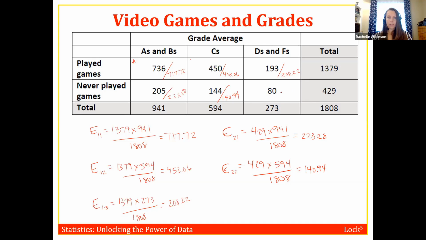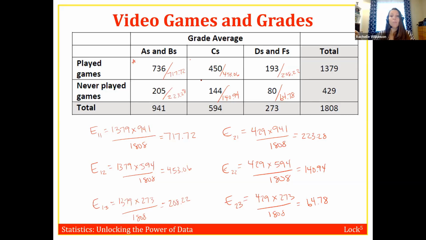So 429 times 594 divided by 1808 gives me 140.94. All right, finally I'm at my last cell here. So I'm going to take 429 times 273 divided by 1808. And I get 64.78. All right, so now I've gone through and calculated the expected counts for all the cells in my table.